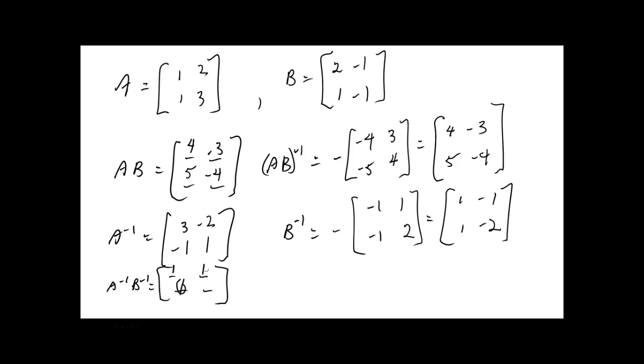Zero? Really? Maybe not. -1 times -1 is 1. Plus 1 times -2 is -2. 1 minus 2 is -1. Isn't it? Okay, -1. Okay, I don't see anything really all that exciting about that. But let's do B inverse A inverse.